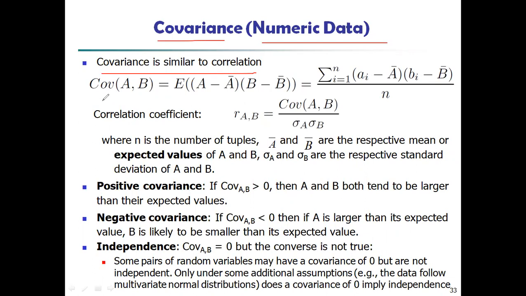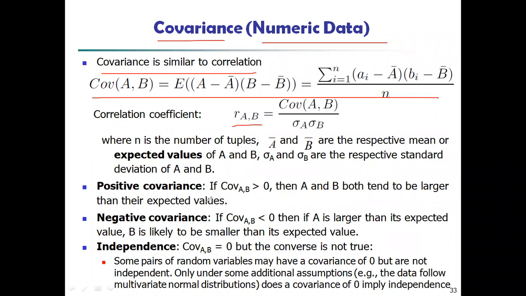So for this, here we have a covariance formula. This correlation coefficient, you may write like this also: the correlation coefficient r subscript a comma b equals covariance of a comma b divided by standard deviation of a into standard deviation of b. This is the formula for the correlation coefficient. That's why the covariance is similar to a correlation here, isn't it?